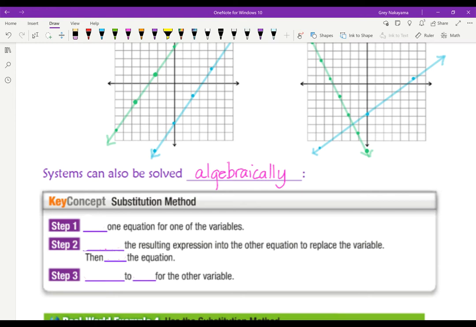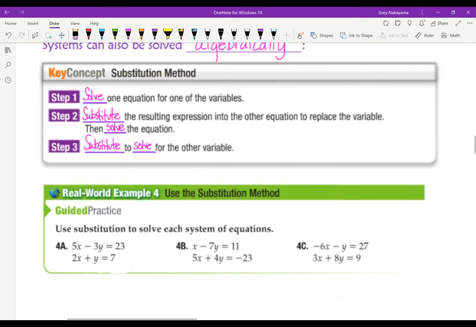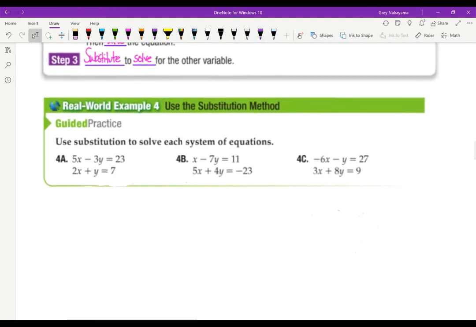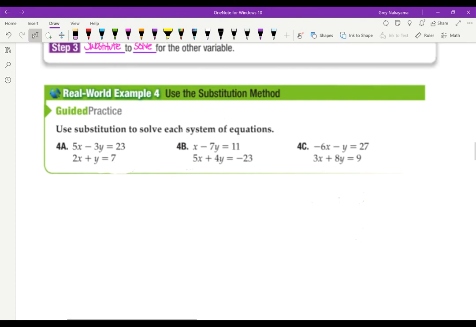So substitution method. You have to solve one of the equations for one of the variables. It does not matter which one you pick. Then you're going to substitute the resulting expression into the other equation to replace the variable and solve that equation. And then you're going to substitute back in to solve for the other variable. So for number 4, I'm choosing to do 4C. 4A and B are worked out for you on the calendar if you want to go see them.